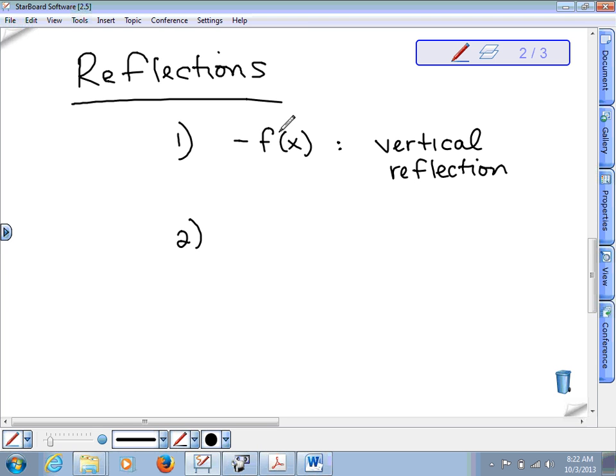What does it mean, vertical reflection? What's the vertical direction? Over the x-axis. You'll see a lot of this. The other one is still important to know about, but I just don't think you'll see a lot of it. F of negative x. Because this is inside the function, what direction does that affect? Horizontal. So this is a horizontal reflection.